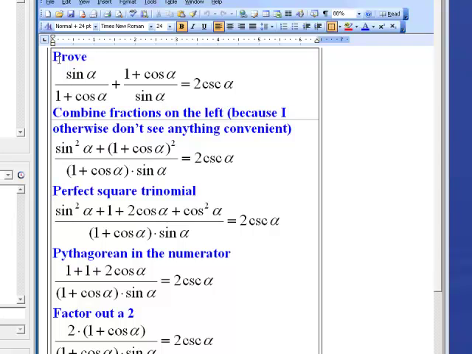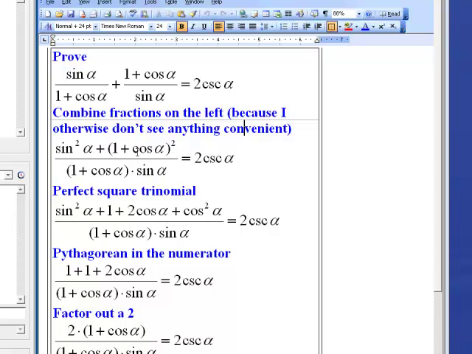So the first one, let's get started here. The first one is prove this here: sine over 1 plus cosine and so on equals 2 cosecant. On this one, I actually don't really have a good idea on where to start. So I figure I might as well just combine the fractions on the left, because I otherwise don't see anything convenient. As I combine them, my common denominator is this one here. And then I come out with sine squared and 1 plus cosine squared.